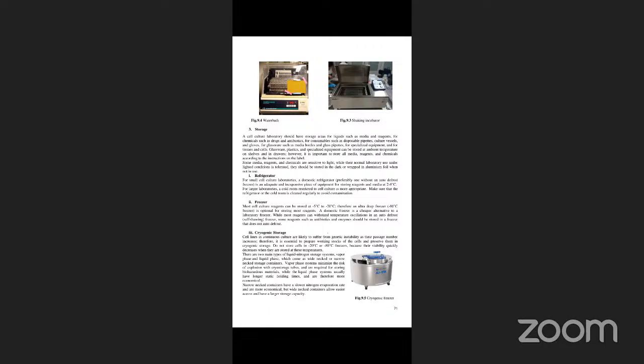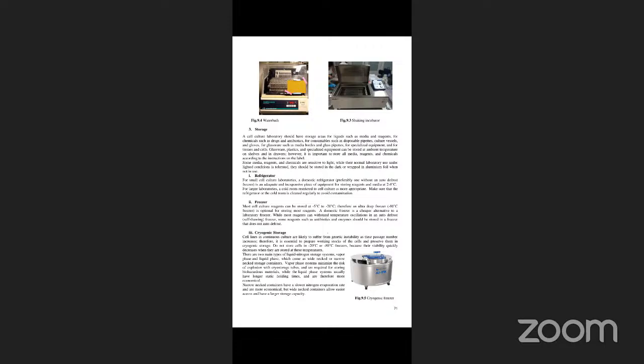Cell lines, if you culture them for many generations, that is called the passage number, their genes will get mutated and genetic instability will set in. Then if you want to store them for longer periods of time, there is cryogenic storage. Here there are two main types: liquid nitrogen storage, with vapor phase and liquid phase. And the vapor phase system minimizes the risk of explosion of these cryo storage tubes.